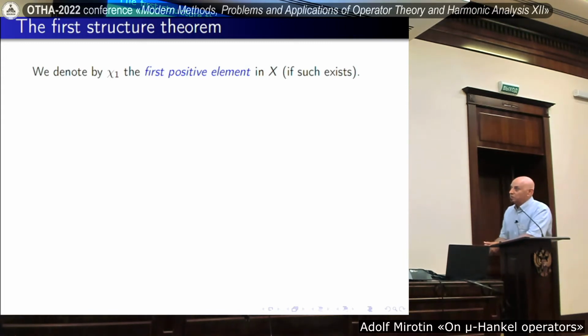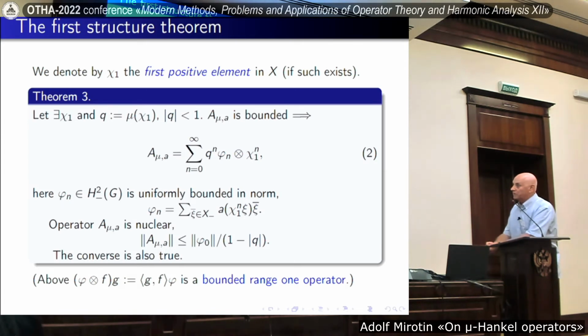First of all, I should say that the first positive element in the ordered group X need not exist, but often it does exist, and the first positive element I denote by chi sub 1. So we have the following theorem 2. This is a structure theorem for the mu-Hankel operator in the following case. Let Q denote the value of the general character mu on the first positive element chi 1. And we assume that the absolute value of Q is strictly less than 1. So in this case, if the mu-Hankel operator is bounded, it has the following form 2.